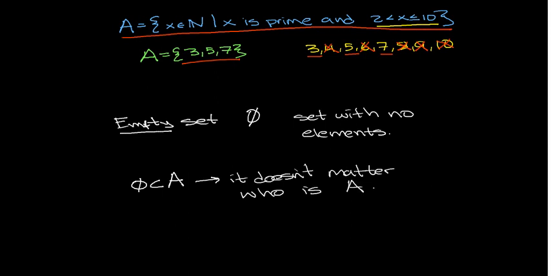So this means that the empty set is a subset of every set. How do you prove this? Well, if this was not true, then there must be an element here that is not here. But since this is the set with no elements, such a thing cannot happen. Therefore, the empty set is a subset of every set. It doesn't matter who A is. Okay, let's continue. We're almost over.